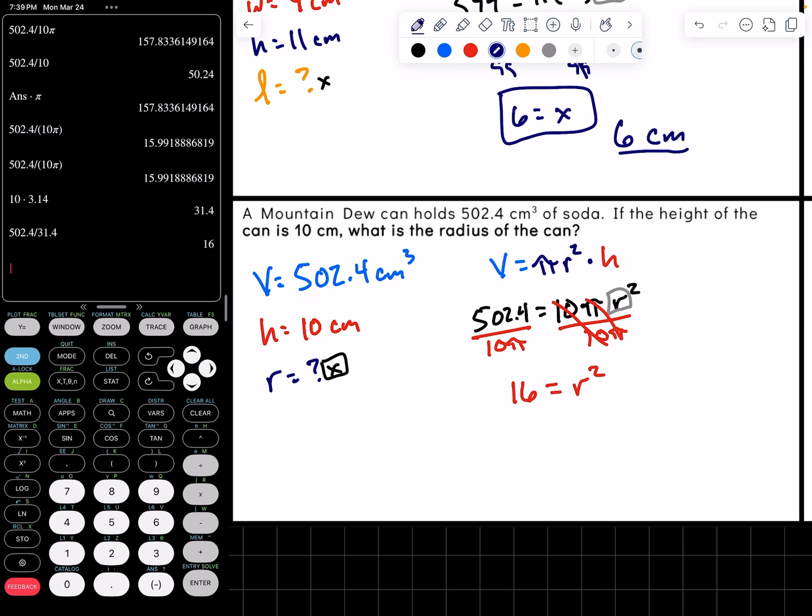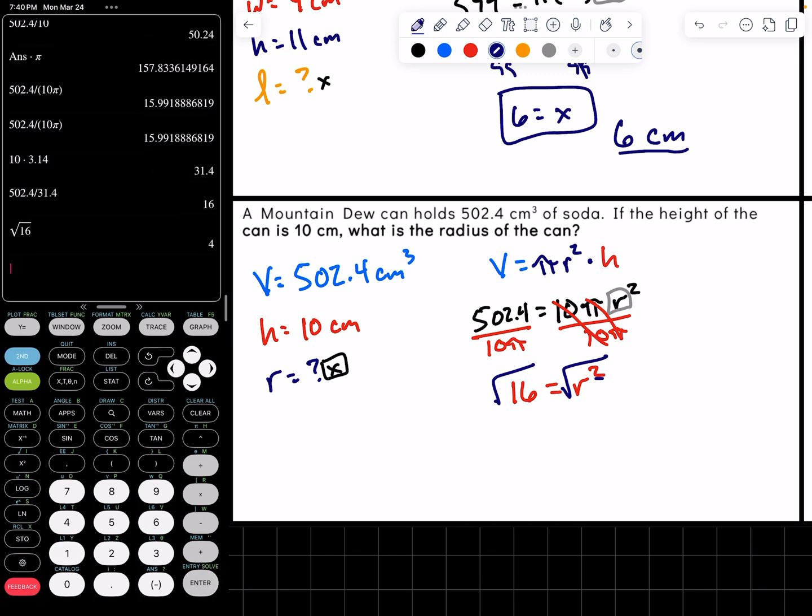What do we know? That r squared, if I want to get r by itself, I need to take the square root to get rid of that square up in the top. And if I do something on one side, I have to do it to the other. The square root of 16 is way better than trying to find the square root of 15.99188868819. 4 equals my radius, and that's going to be just fine. My radius is 4 centimeters.